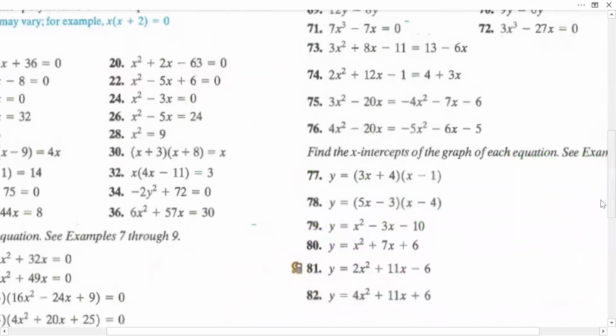All right, so let's go 74 now. First, we simplify this one as well, right? So we can get 2x squared plus 9x. We move everything here to the other side, so minus 5 equals 0. So this one is easy for us to factor.